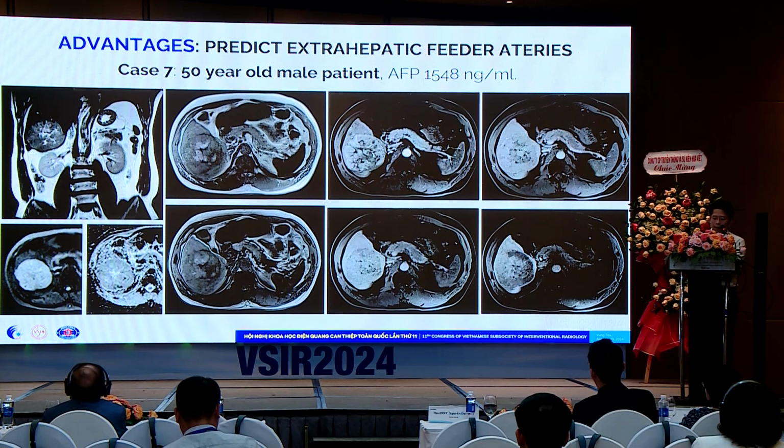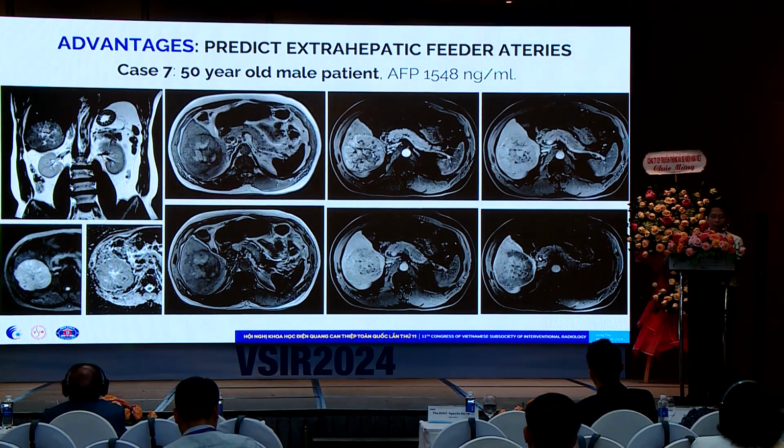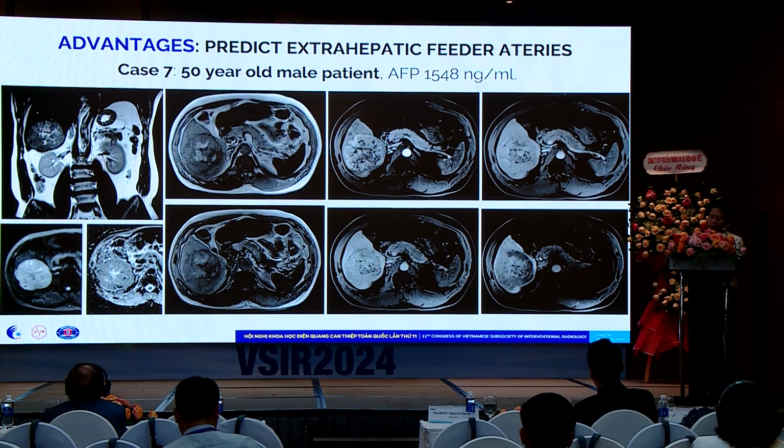And then how about the extrahepatic feeder? Of course, we cannot see the extrahepatic feeder in the CTHA, but we can predict their existence. In the seventh case, we have a 50-year-old male patient with a high level of AFP and a large HCC mass in segment 2.